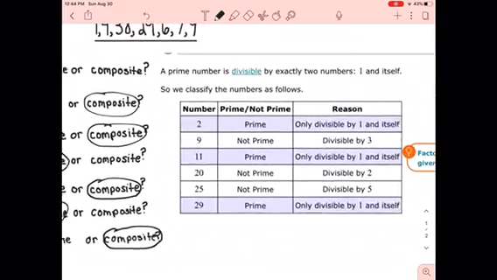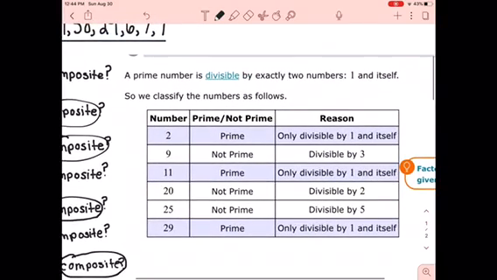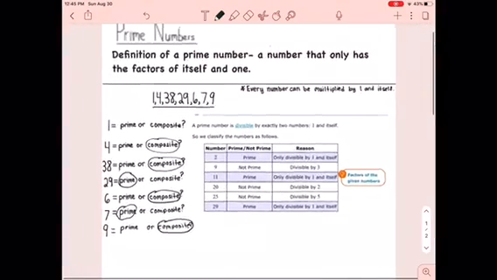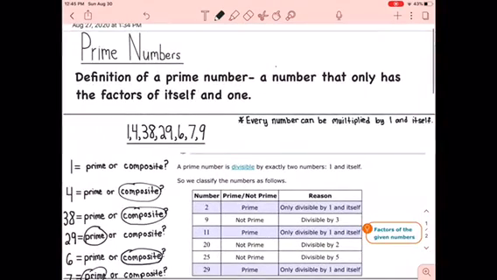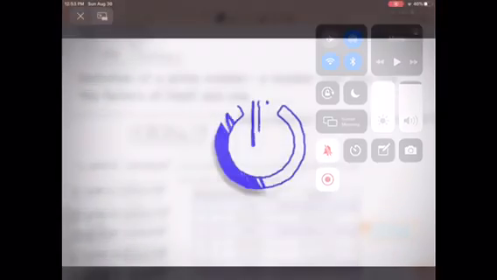Another definition is from Alex. It says that a prime number is divisible by exactly 2 numbers, 1 and itself. And there's another example. Hope you enjoyed learning about prime numbers. I'm going to put a video up here in a minute for you to watch.